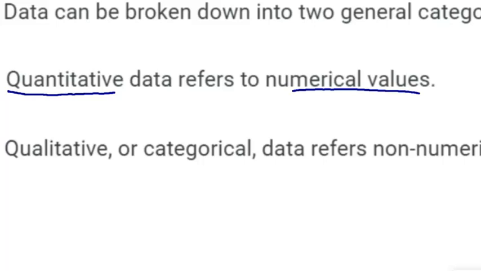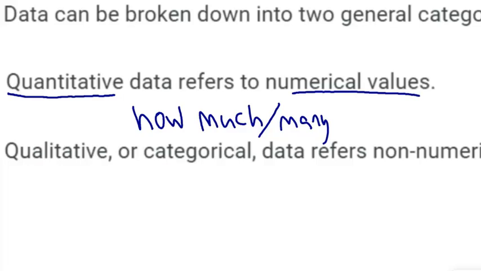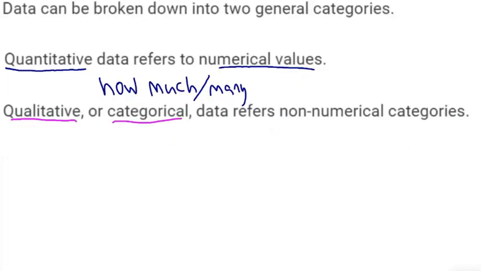Quantitative data refers to numerical values and answers questions of how much or how many of something we have. Qualitative or categorical data refers to non-numerical categories. This is useful for tracking things like preferences or any type of data that does not involve any actual numbers.